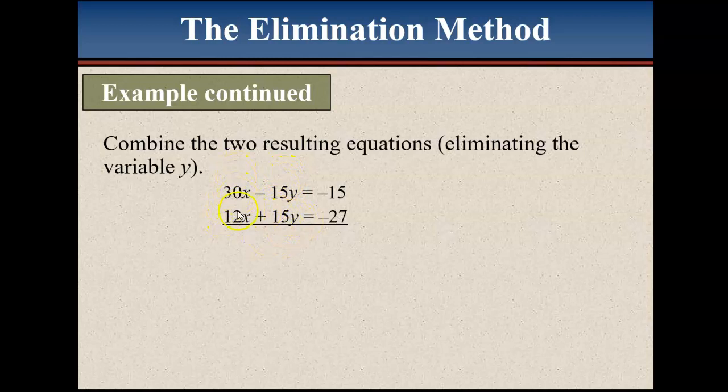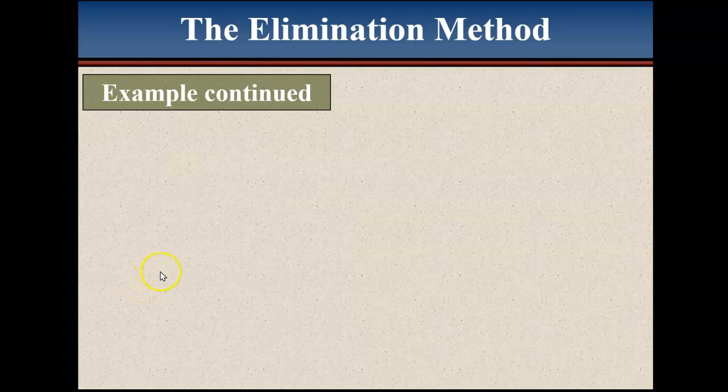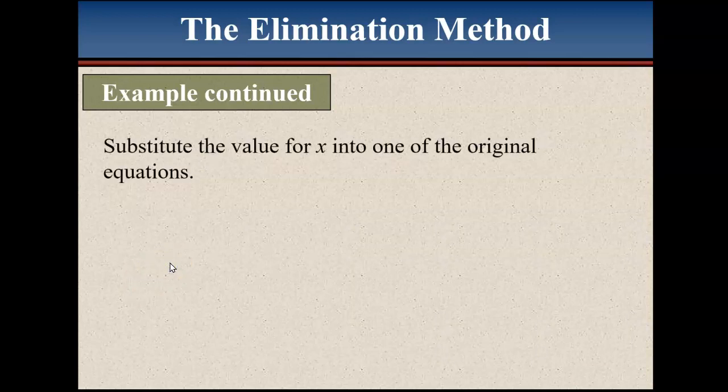So when we add these two equations together, we're adding the x's to the x's, the y's to the y's, and the constants over here on the equals to each other. You'll notice that the y's become 0. So now I have 42x is equal to 42, x is equal to 1. Okay, so now we need to find the value of y. We found the value of x, now we need to find the value of y.